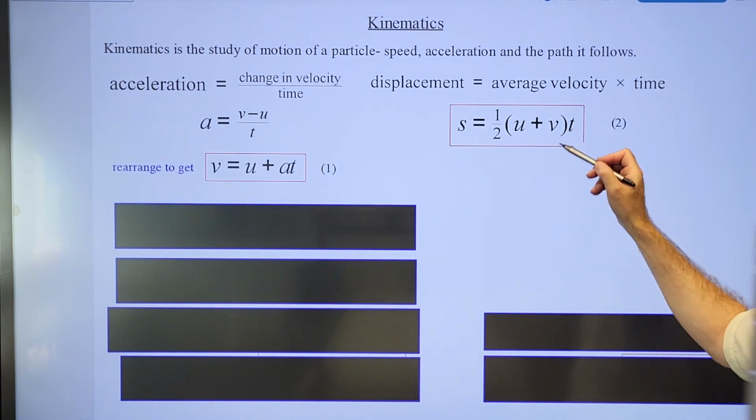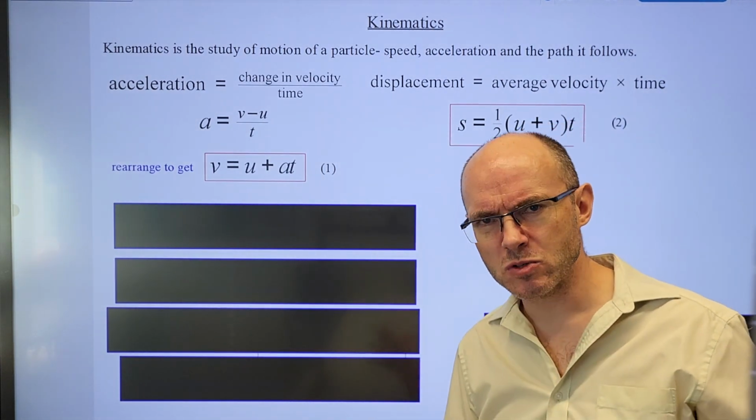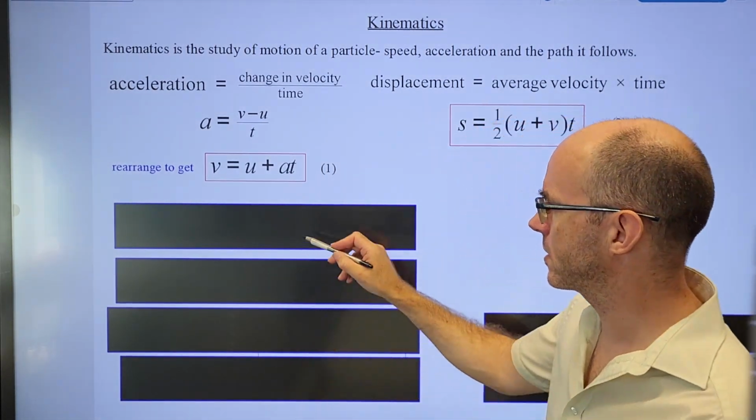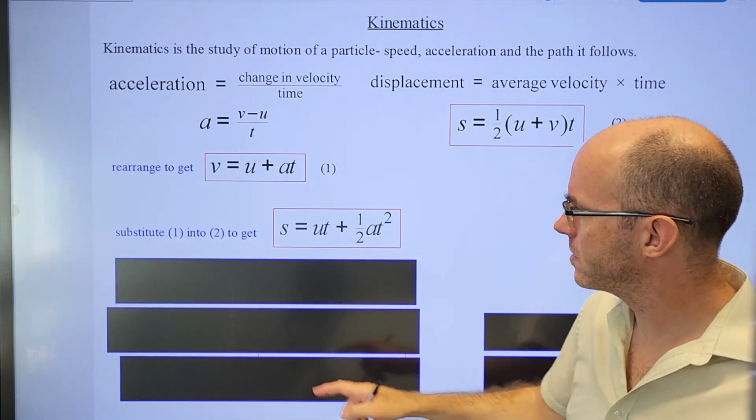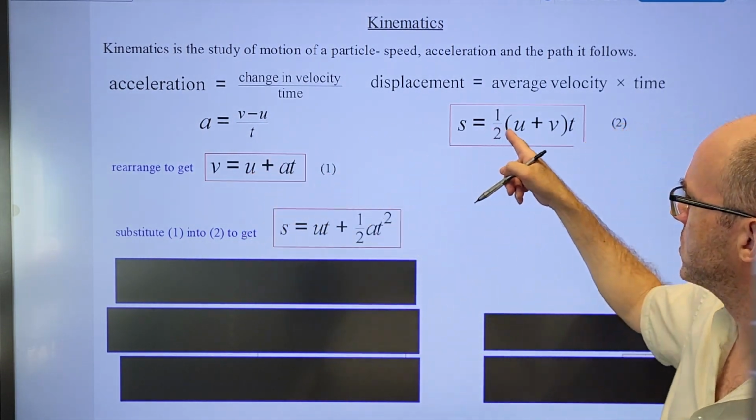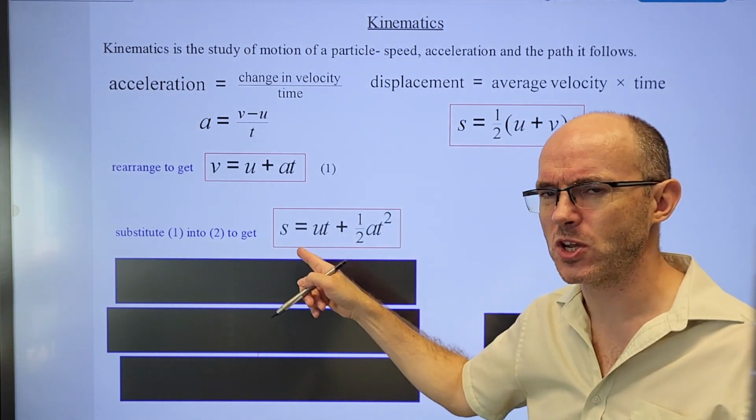Okay. Those are our first two equations. Now I'm going to show you how we can use those to get the other equations, the other formulae. They can be done quite easily. You can substitute equation 1 into equation 2 and rearrange to get that. Let me show you how that's done.